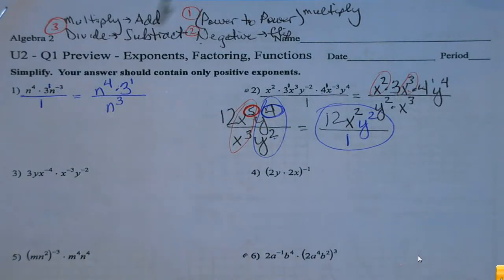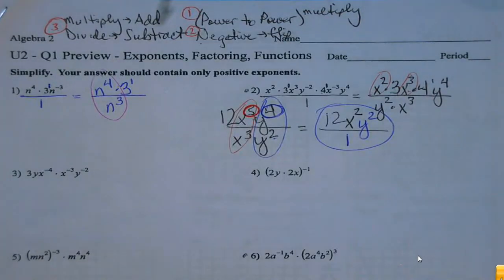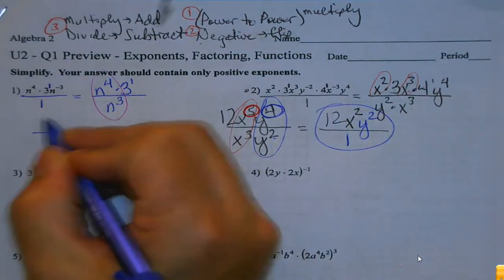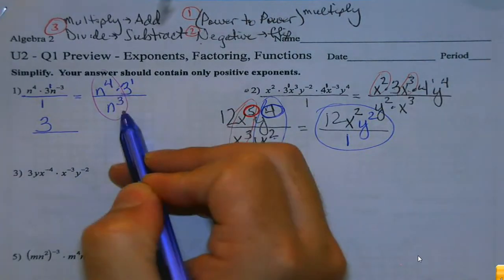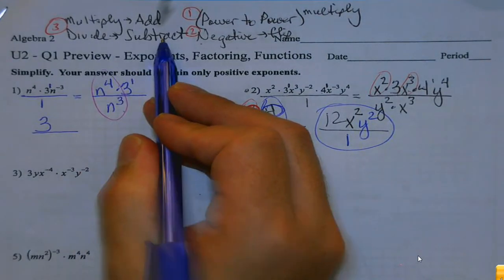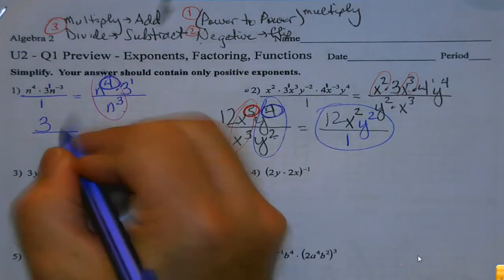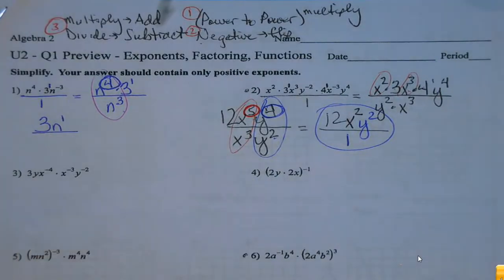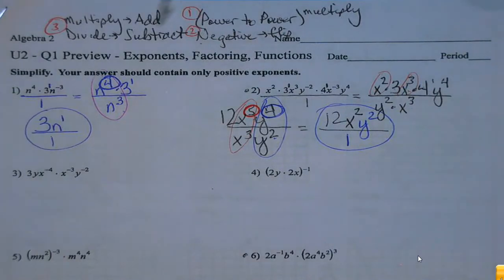Because for me to be done, I shouldn't see multiple of the same variable anymore. And I still see n's in multiple places. So my 3 is going to be left alone. When we're dividing, we subtract the exponents. 4 minus 3 is 1. The bigger exponent is in the numerator. And so I can either leave it like that, or if you want to put 3n over 1, either one's fine. And we kind of roll that way.